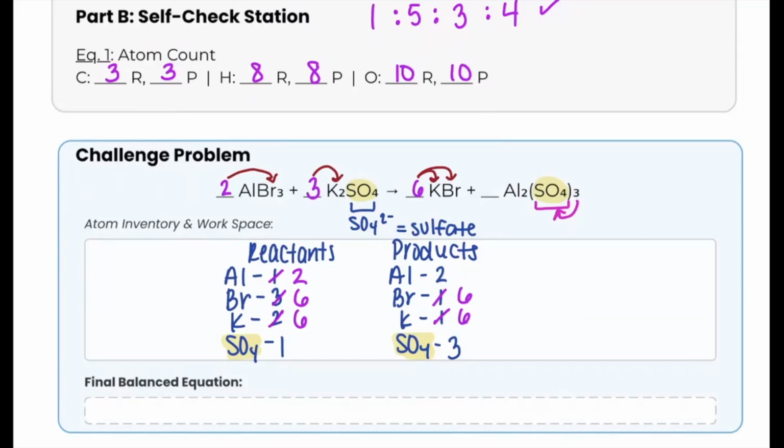We have 3 sulfates on the left, 3 sulfates on the right, and doing a final check, we have 2 aluminums on the left, 2 aluminums on the right, 6 bromines on the left, 6 bromines on the right, 6 potassiums on the left, 6 potassiums on the right, 3 sulfates on the left, 3 sulfates on the right. And our coefficients are in the lowest whole number ratio. So we're done.